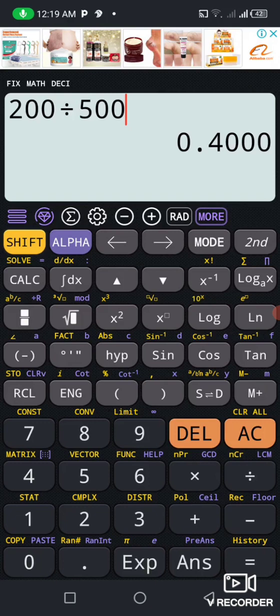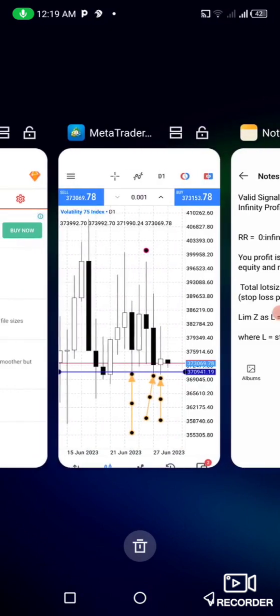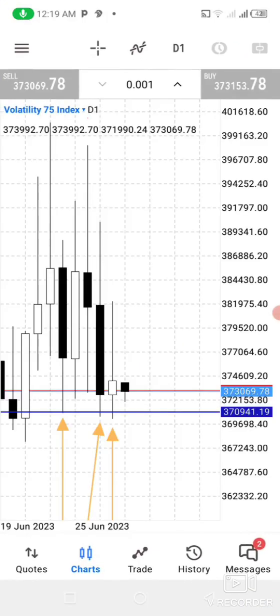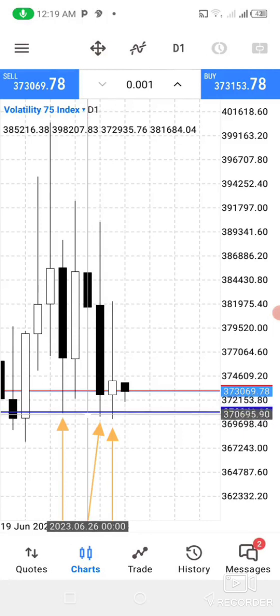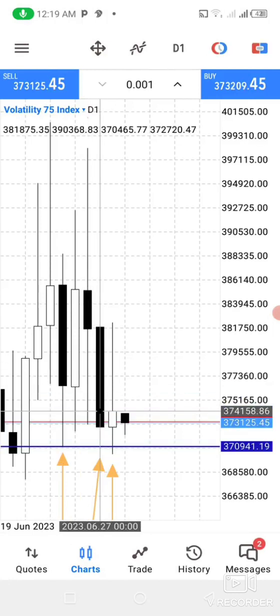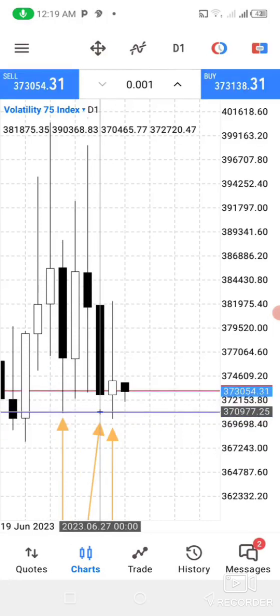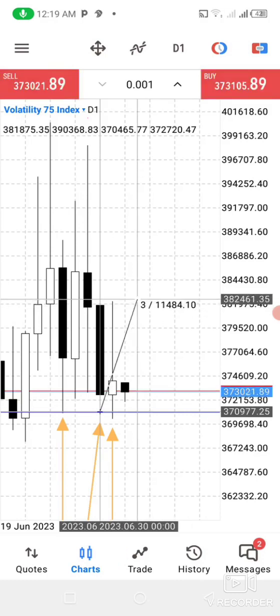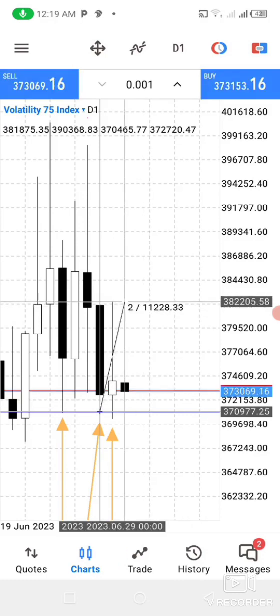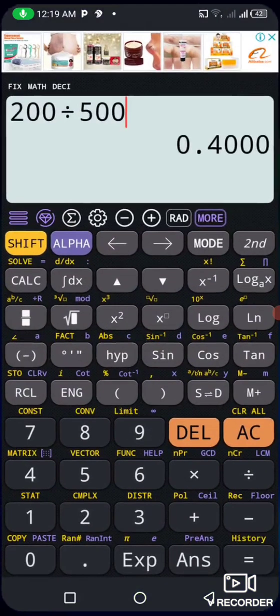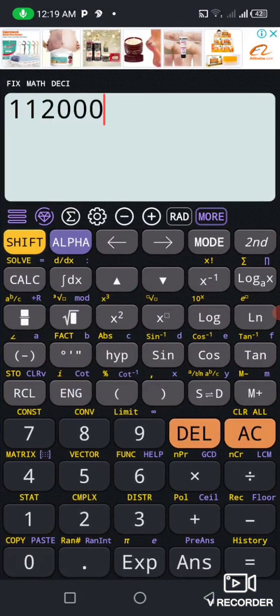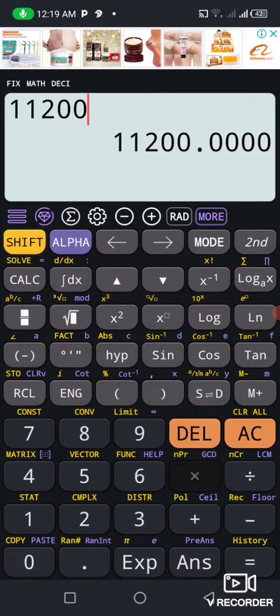Okay, now let me show you the profit you should have made if you did this. By the time you enter at this level and the market pushes to here, that is 11,000 pip, 11,200 pip, times 0.4. You have made over $4,000 plus.